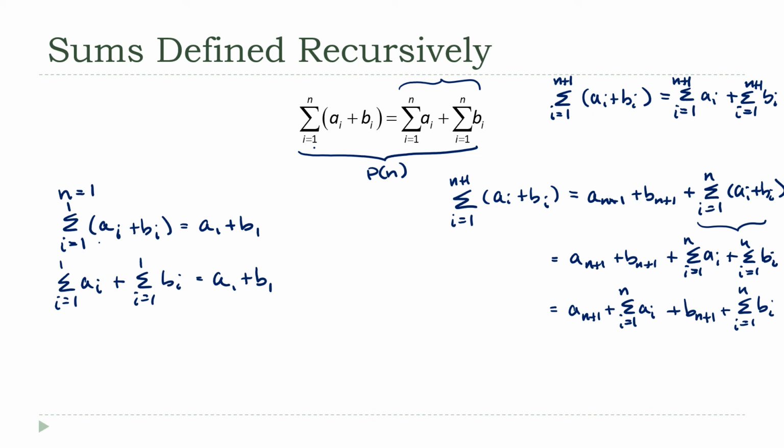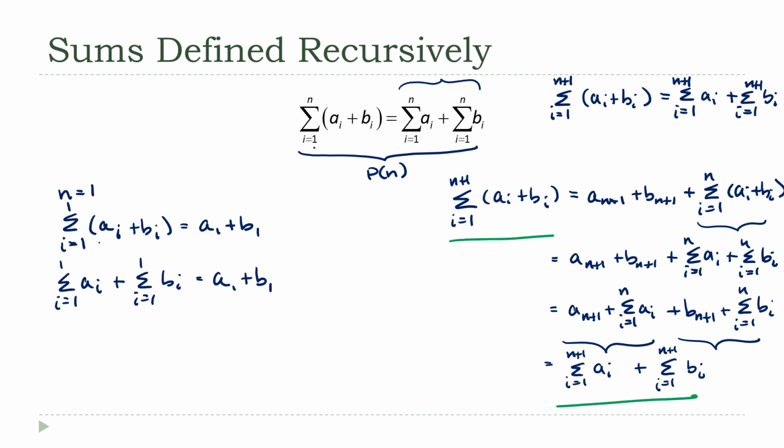Okay, now let's apply our recursive definition again. This is the sum i equals 1 to n plus 1 of the a sub i plus, and this part here is the sum i equals 1 to n plus 1 of the b sub i. So this is equal to this, which is what we wanted to show, right? So that finishes the proof.